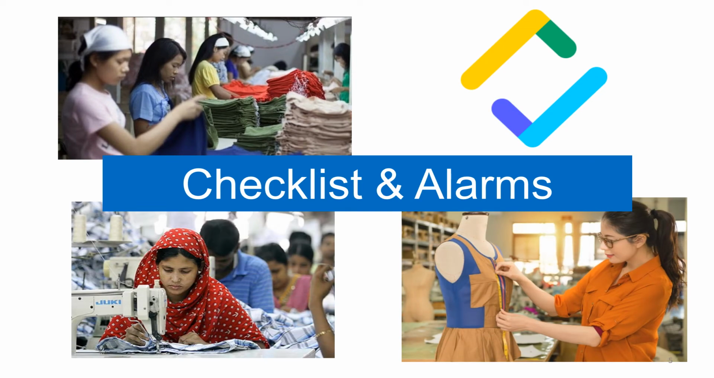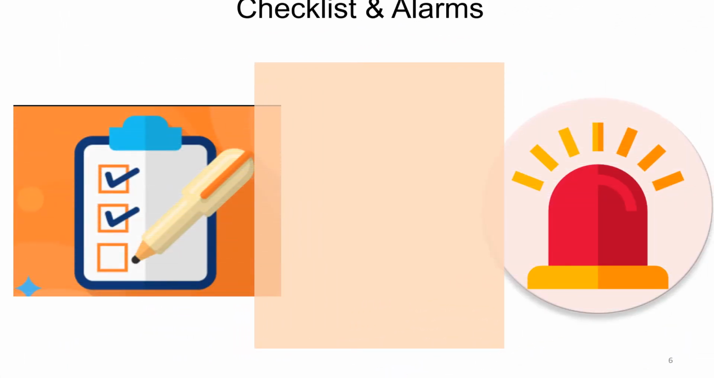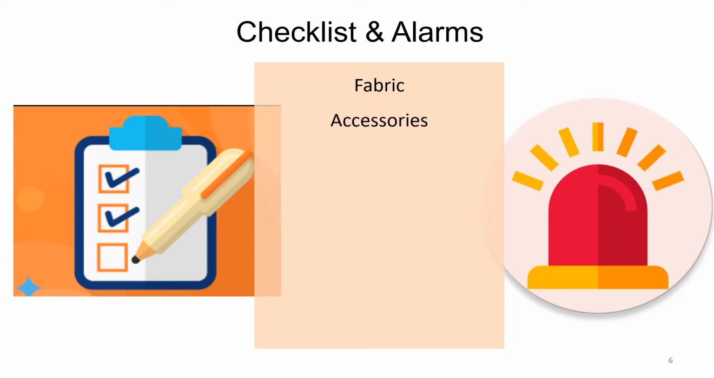So with that done, we're going to look at the checklist and alarms. Now, everyone who's working in a factory has their own checklists, and they raise the alarms in case they feel that some process is going to get delayed, and therefore an alarm has to be sounded to the higher authorities so that they ensure that a particular process does not get delayed for whatever reasons. So on one side we have the checklist and on the other side we have the alarms.